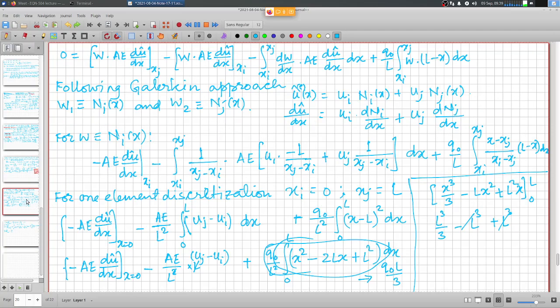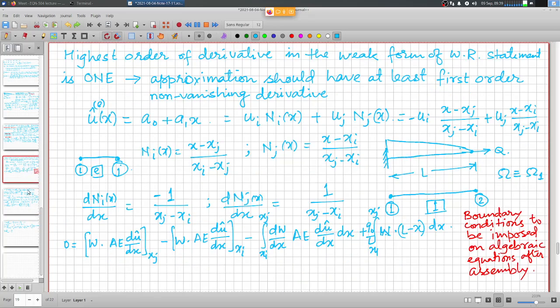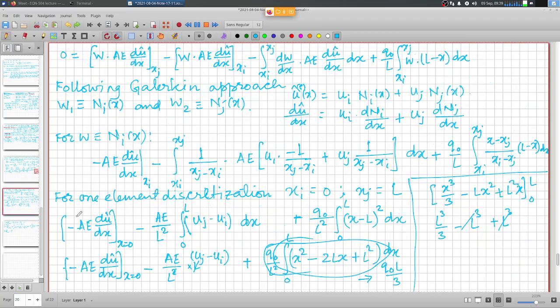What was it, ni, did I get wrong here? What is dni? Dni is minus 1. So sorry about that. This is going to be minus 1 here. So what do we have here? Uj minus ui, so this will be minus, so this is going to be plus. Fine.